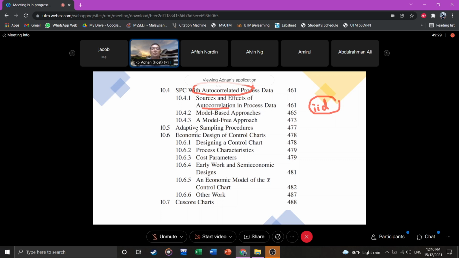The other one I think I will not cover, but I will touch on these three issues: short run, multiple stream, and autocorrelated. Okay, let's see the first one.